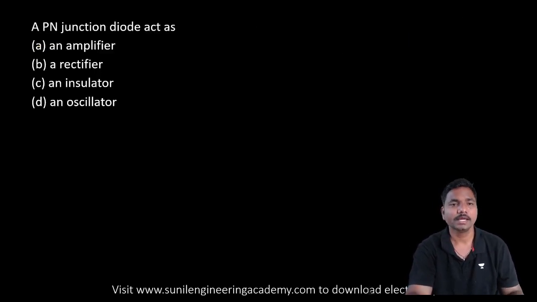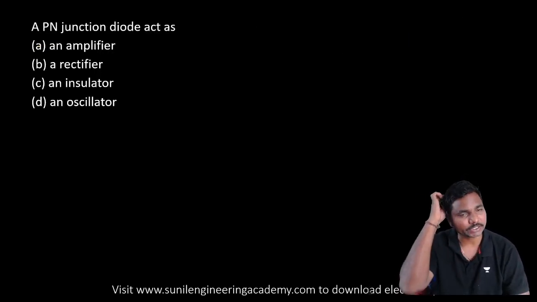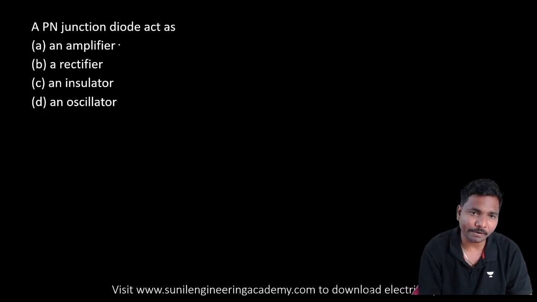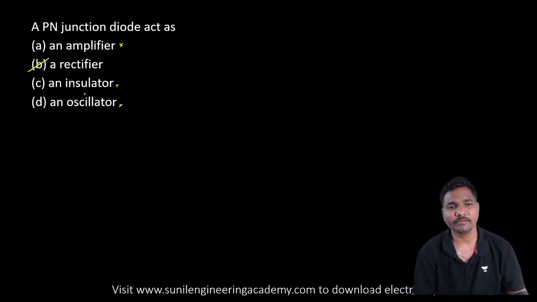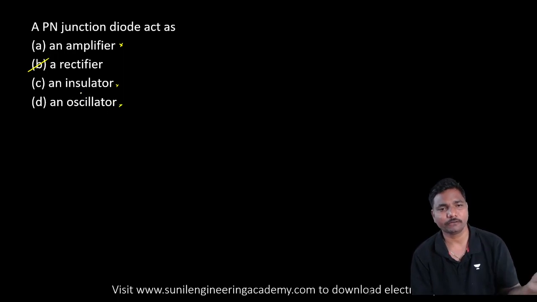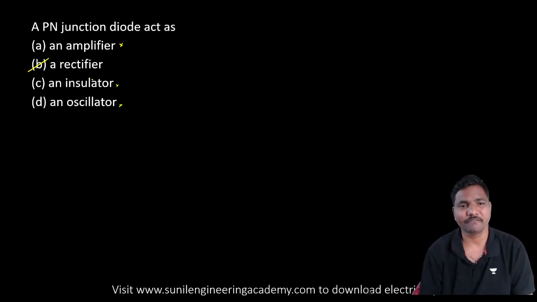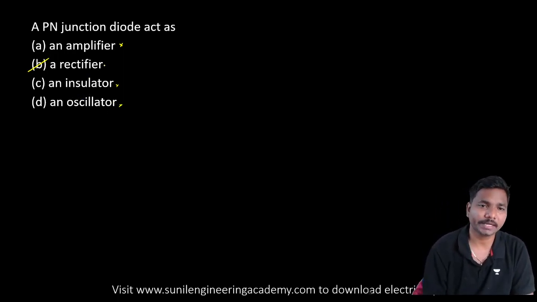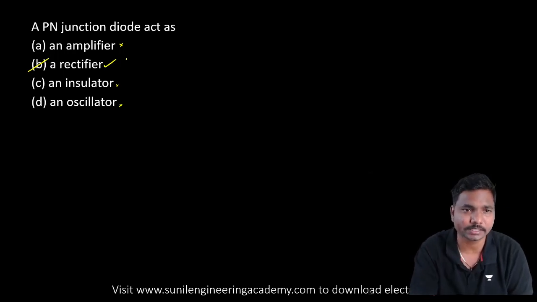Coming to the next one: a PN junction diode acts as dash. We know a PN junction diode is not an amplifier. It can act as a rectifier. Yes, it can convert AC to DC. It may also act as an insulator in case of reverse bias, but that is not specified like that. So the best application is rectifier. So the answer is option B.